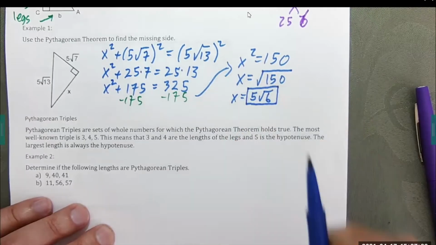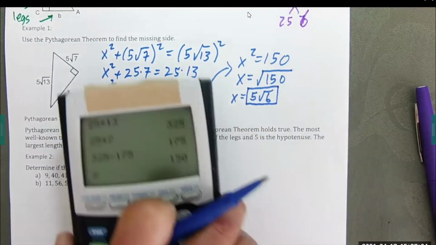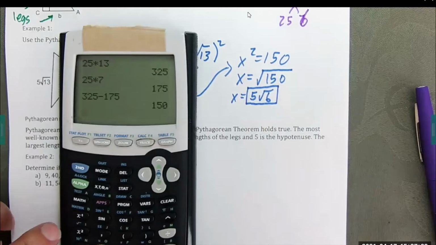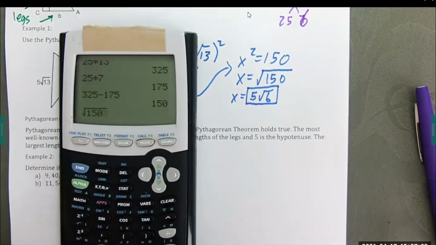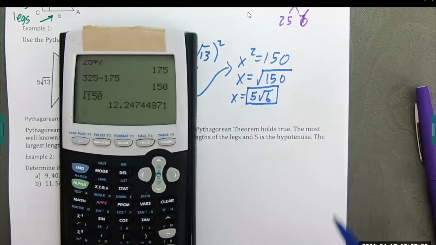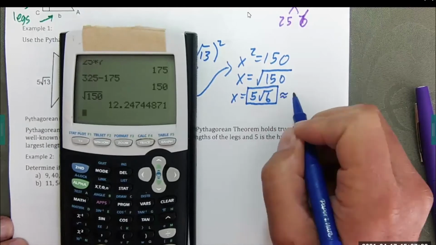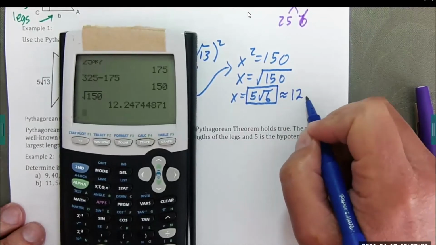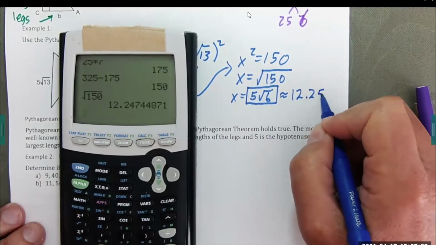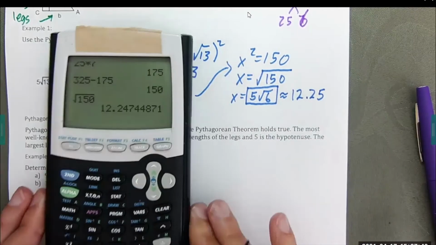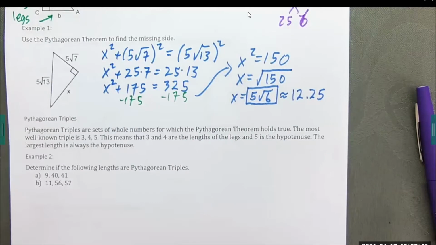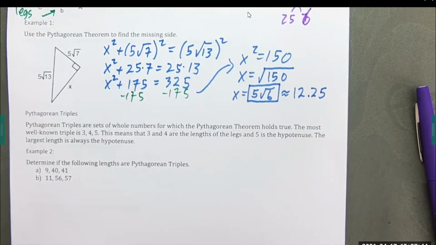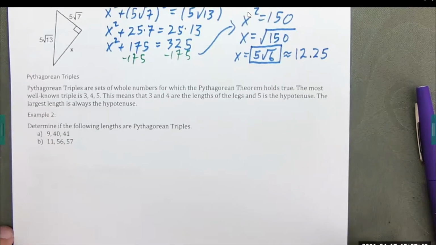Now we could get a decimal approximation of that. I could do the square root of 150, which in real life, of course, we would need to do. And so you would need to follow whatever directions your teacher gives you. So that is the Pythagorean theorem, just a quick refresher. And we're moving on to the Pythagorean triples.